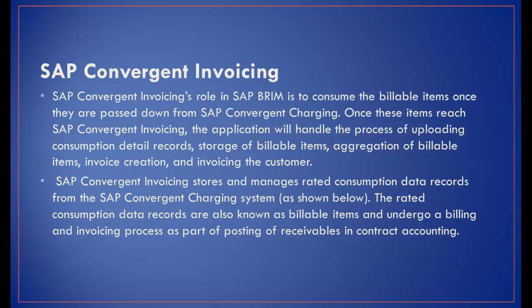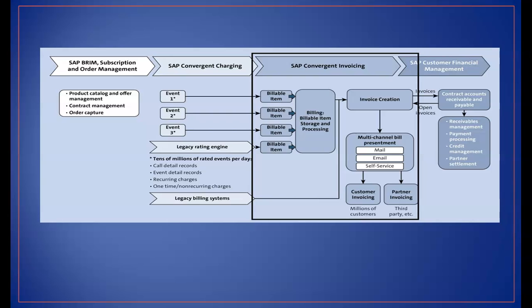The Convergent Invoicing role in SAP BRIM is to consume the billable items once they are passed down from SAP Convergent Charging. Once these items reach SAP Convergent Invoicing, the application will handle the processing of uploading consumption detail records, storage of billable items, aggregation of billable items, invoice creation, and invoicing the customer. SAP Convergent Invoicing stores and manages rated consumption data records from the SAP Convergent Charging system. The rated consumption data records are also known as billable items and undergo a billing and invoicing process as part of the posting of receivables in contract accounting. So Convergent Invoicing is what we're talking about.